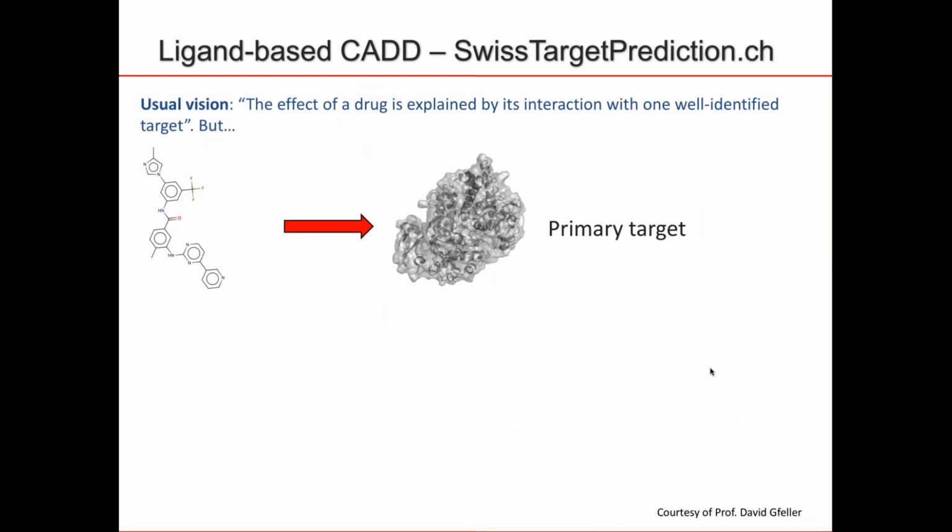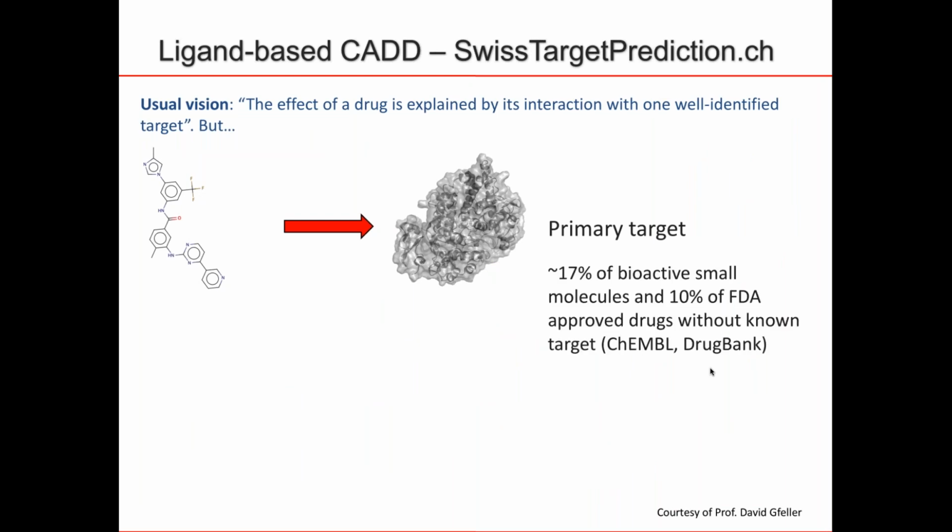Another usage of molecular similarities that we can do is to do exactly the reverse of screening, so to predict the target. The idea here is that, as you know, the assumption that the activity of a small molecule is explained by the binding to the primary target is not exactly true, because some of the FDA-approved drugs have unknown targets. So we just know that they are bioactive, but not why.